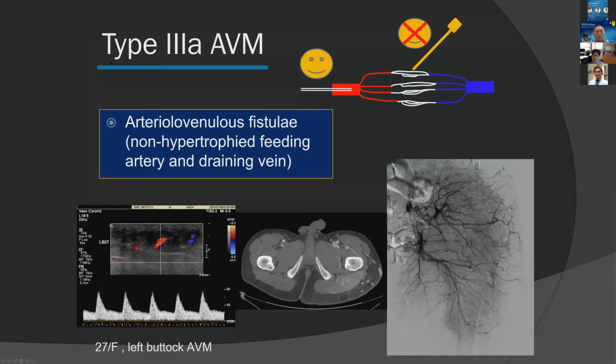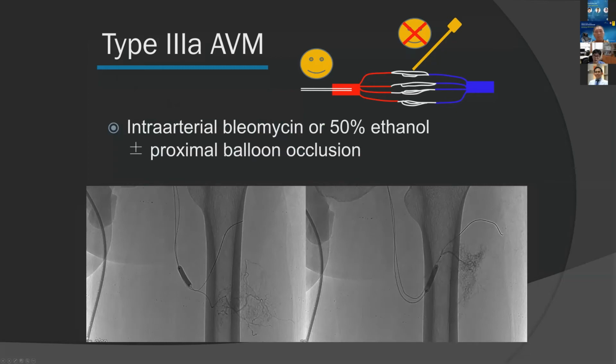This is a type 3A AVM. It has a non-hypertrophied feeding artery and draining vein. It is very difficult to direct puncture. So it is a very difficult type of AVM to treat. In our hospital, we usually use bleomycin intra-arterial injection or 50% ethanol injection, with or without the proximal balloon technique.